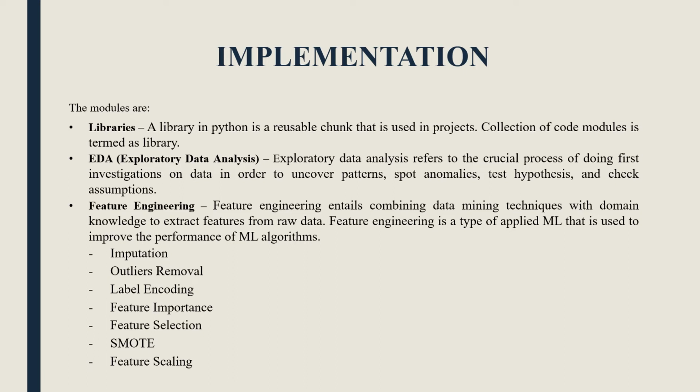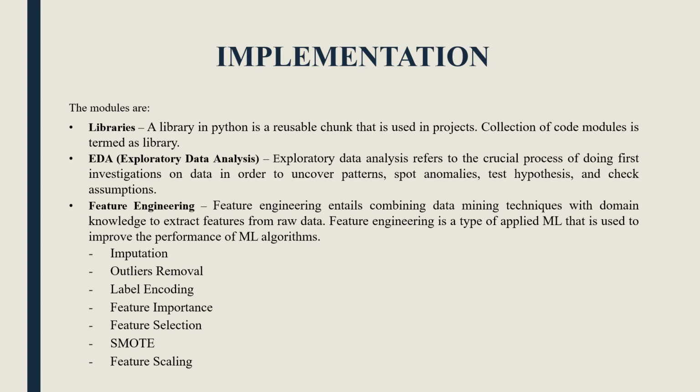Feature engineering techniques is the third phase. In feature engineering techniques, we have considered only a few techniques, that is imputation, outlier removal, label encoding, feature importance, feature selection, SMOTE, and feature scaling. Basically, feature engineering is performed on features to improve the performance of machine learning algorithms. The imputation technique we have used is KNN imputer. In KNN imputer, the technique used is K-nearest neighbor in order to fill the missing values.